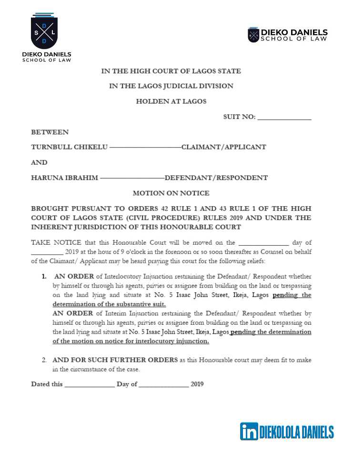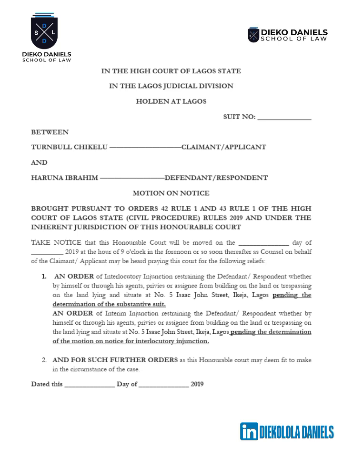That's the only difference. Because in both of them, we are still restraining the defendant, whether by himself or through his agents, privies, or assignee from building on the land or trespassing on the land, lying and situate at number. It is still the same thing that you draft. The only difference there is that the first one is an order of interlocutory. If we are drafting an interlocutory injunction, which is motion on notice, we say an order of interlocutory injunction restraining the defendant, blah, blah, blah. Then at the end, we now add pending the determination of the suit.